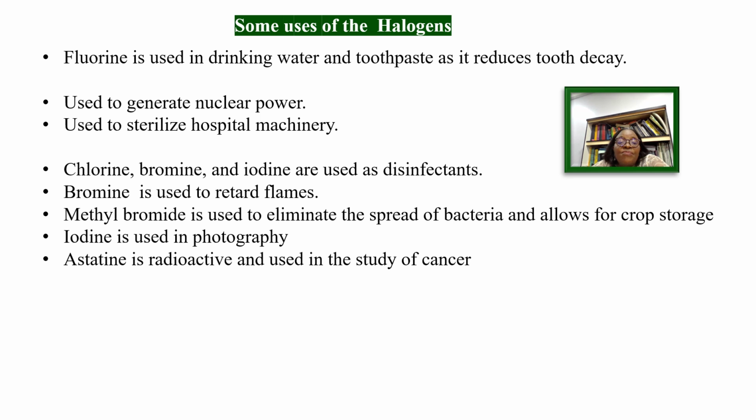Chlorine is used to purify drinking water and swimming pools. It is present in PVC wire insulation. It is used to sterilize hospital machineries. It is also a key factor of certain pesticides like DDT, dichlorodiphenyltrichloroethane.